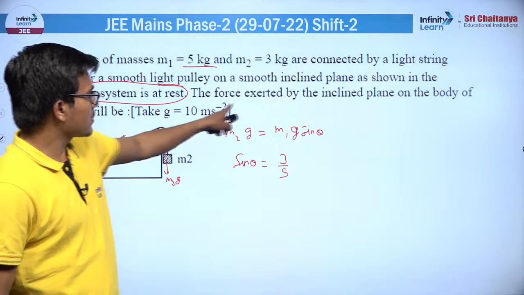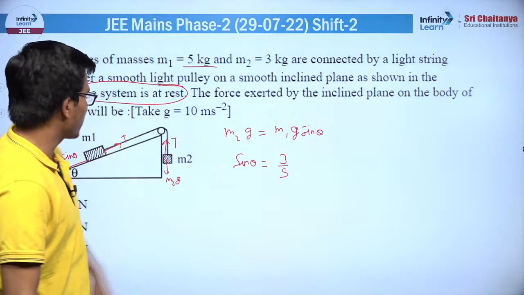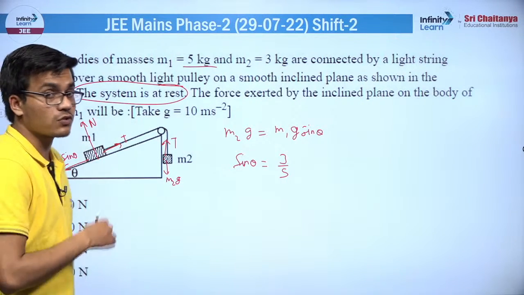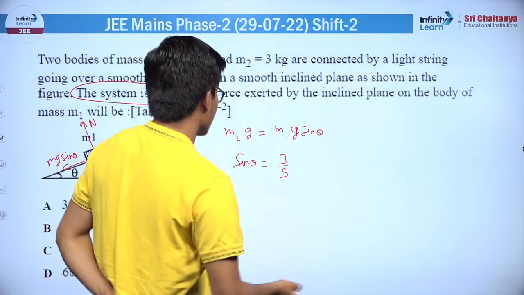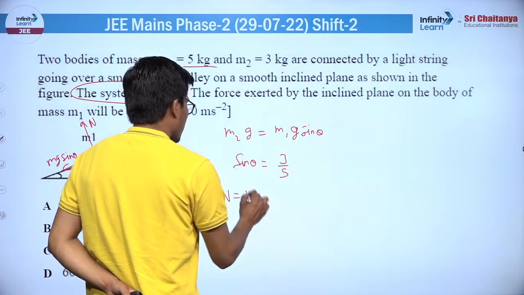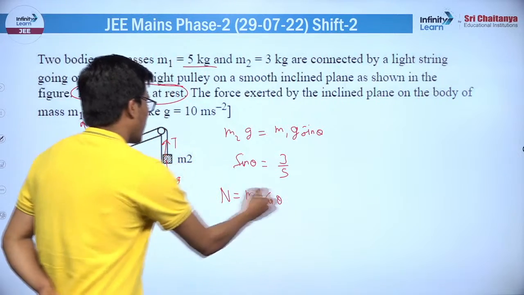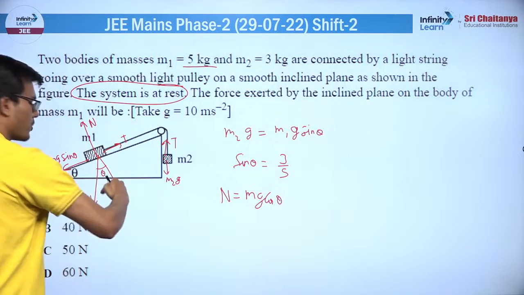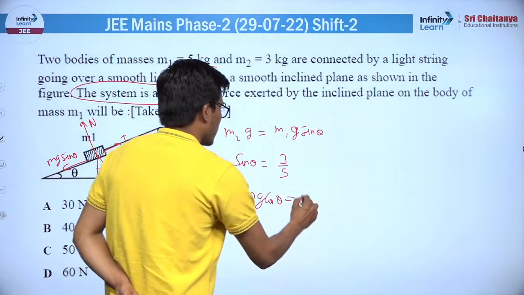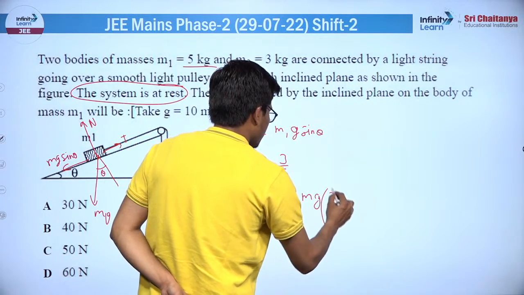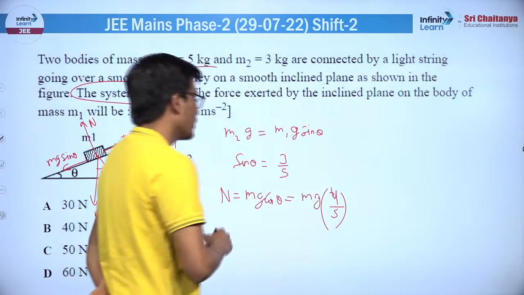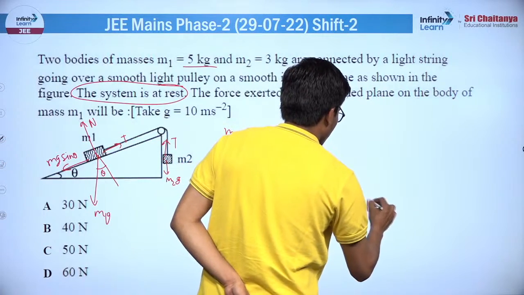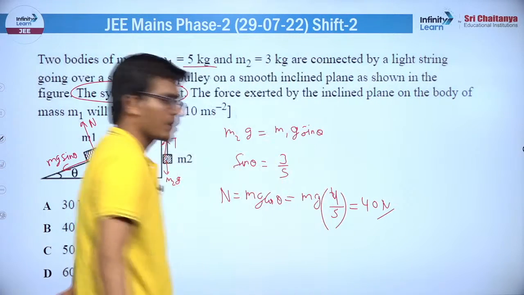And the question is asking the force exerted by the inclined plane on the body. This inclined plane is acting with only one force, that is the normal force. There is no friction force because the surface is smooth, and the normal value is mg cos theta. How mg cos theta? If mg is there, this angle will be theta, so the component of mg is mg cos theta. If sin theta is 3 by 5, then cos theta will be 4 by 5, and m1 mass is 5, so it will be 40 Newton, right?